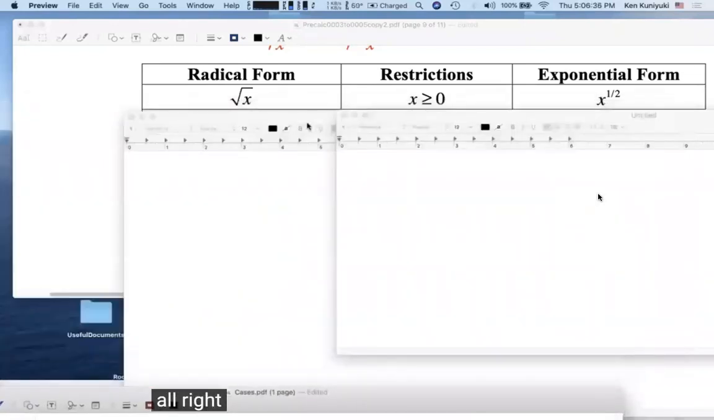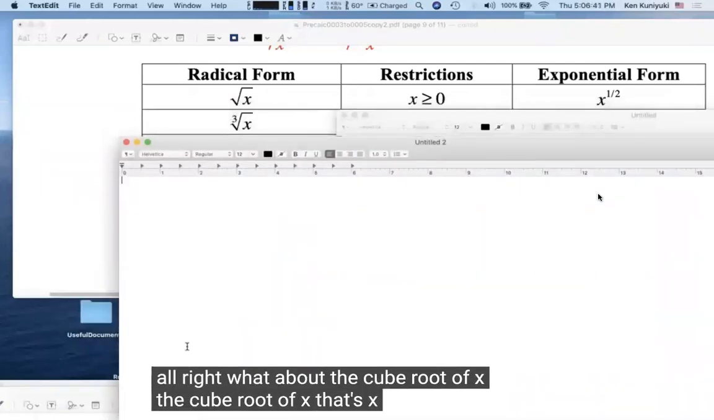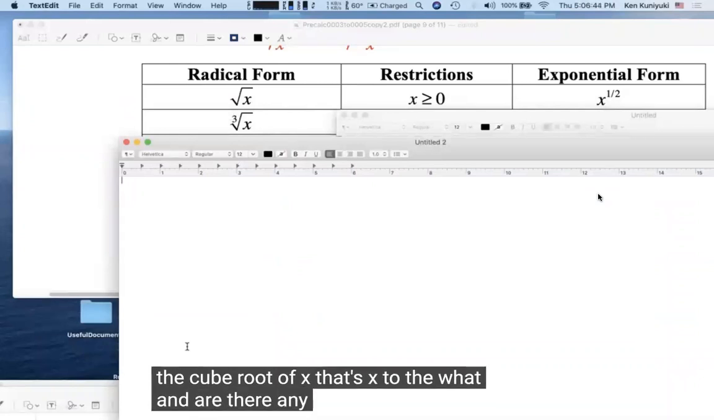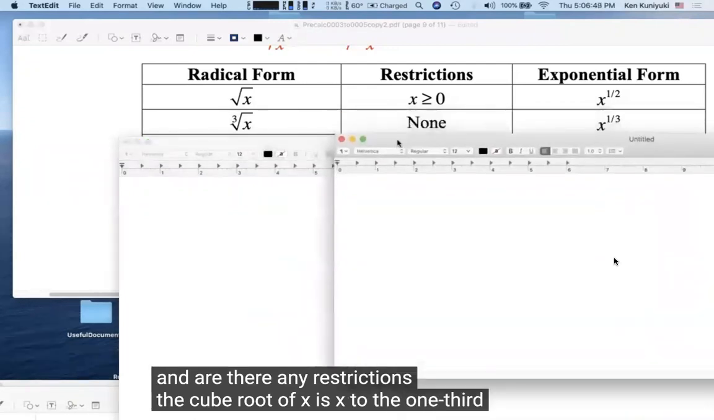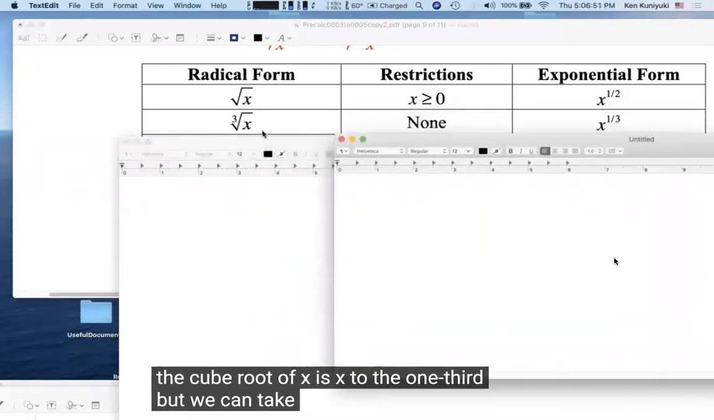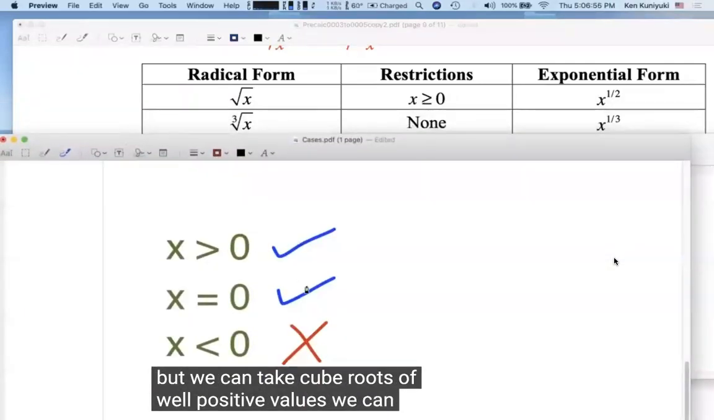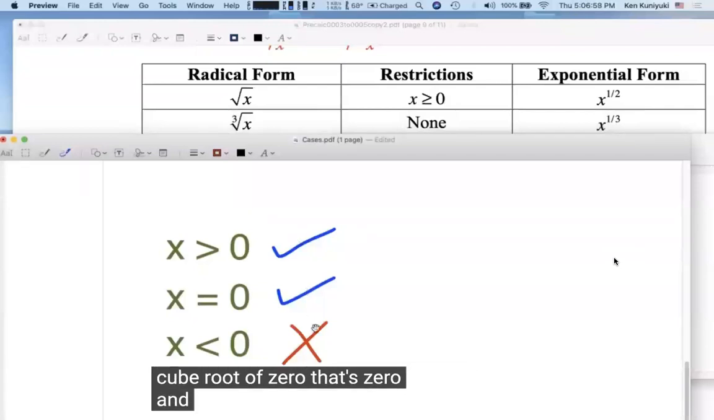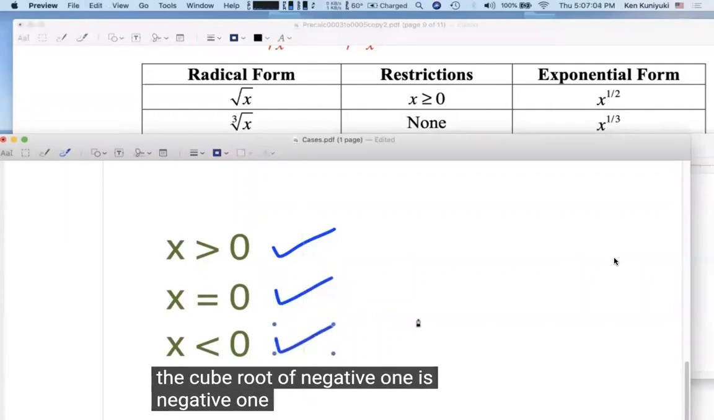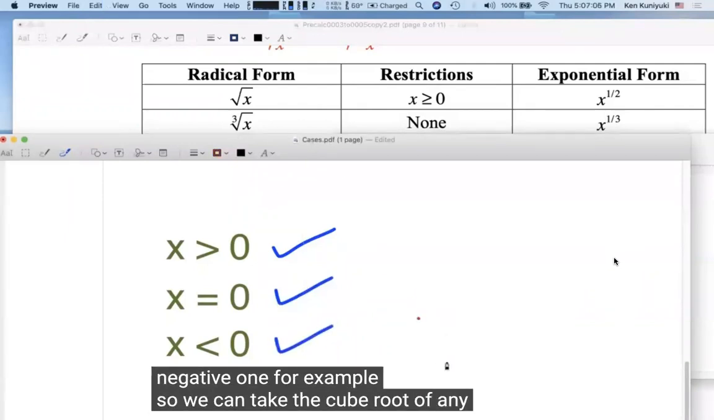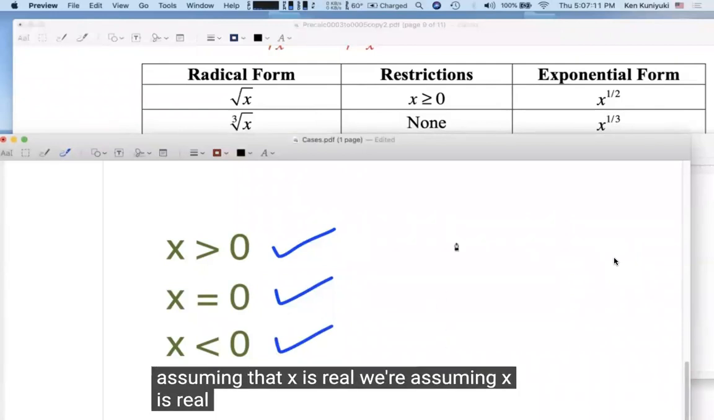All right. What about the cube root of x? That's x to the what? And are there any restrictions? The cube root of x is x to the 1/3, but we can take cube roots of, well, positive values. We can take the cube root of 0, that's 0, and we can take the cube root of a negative number. The cube root of -1 is -1, for example. So we can take the cube root of any real value. There are no restrictions, assuming that x is real.